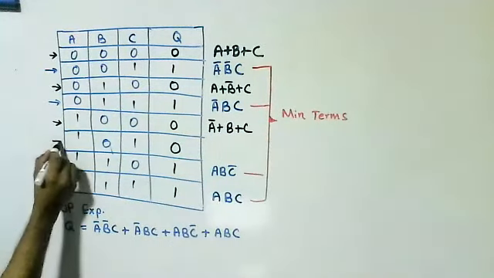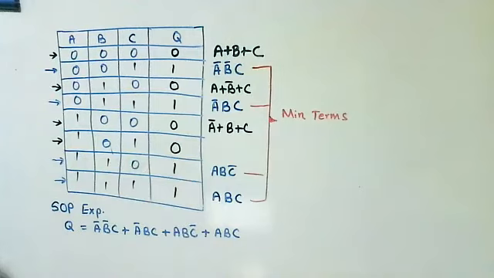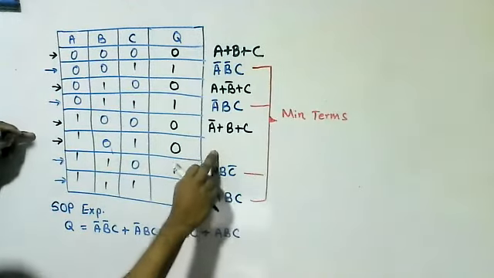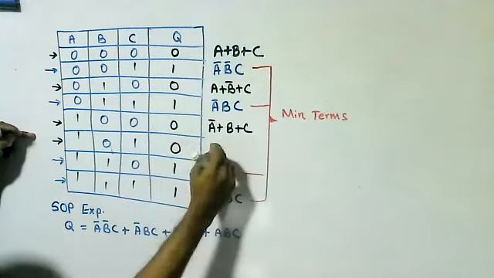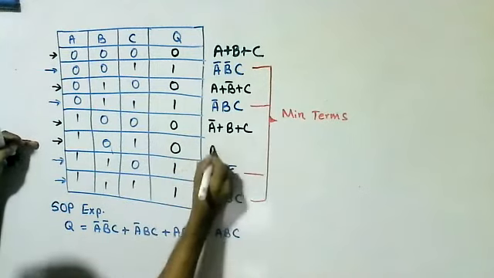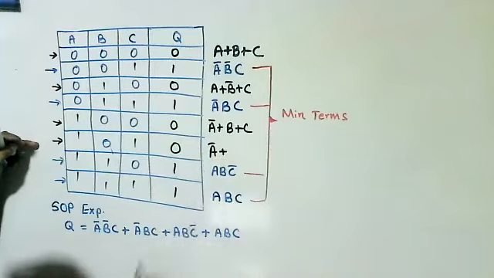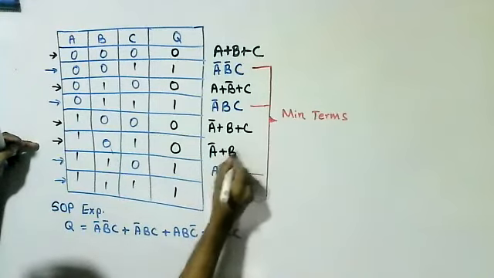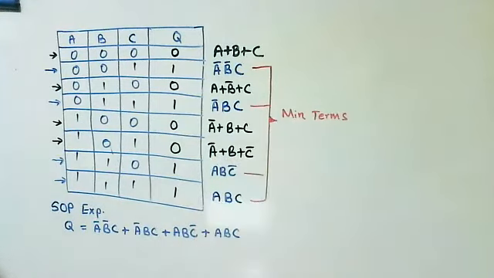Right, I'm coming to this one. Here also output is 0. Yes, Ilma, what is the max term here? A bar plus B plus C bar. Hope it's clear, students. Simple concept is there. All, is it clear? Yes, sir.